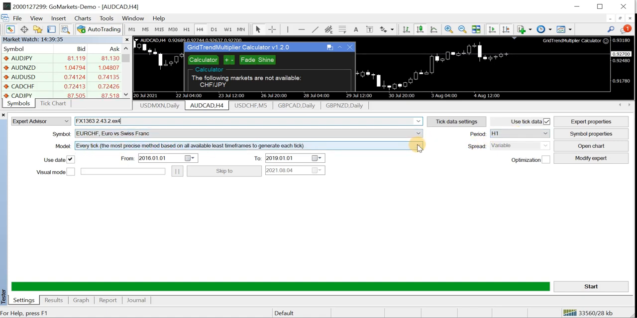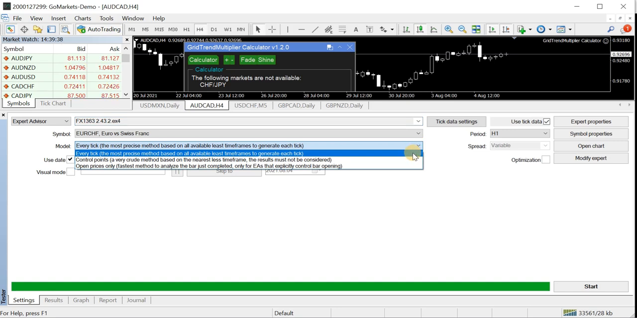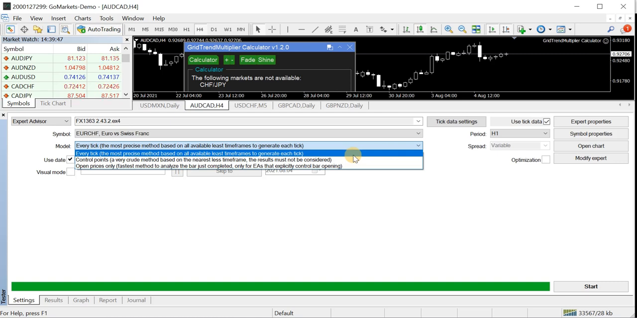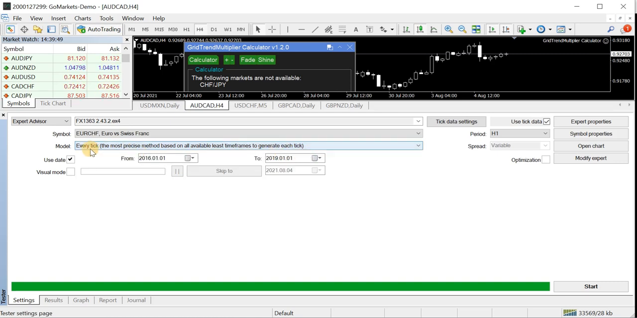Every tick, you've got a choice here. If you click down, I always use every tick when I'm running the full test. I want the most accurate trading possible. If I'm just doing optimization, checking different settings, then I'll use the two other options. But for every final test, I use every tick. It's the most accurate, the most precise method. The dates I'm testing are the 1st of January 2016 to the 1st of January 2019. So 3 years of data. I'm on the 1 hour time period.